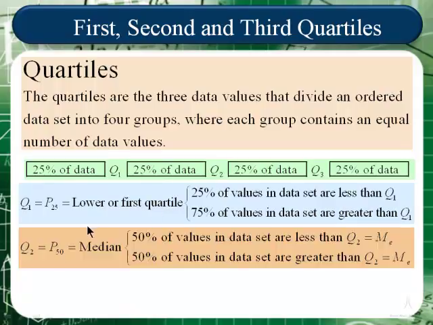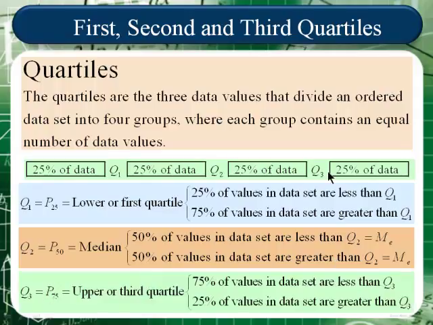While for Q2 or percentile 50, it is really the median. This means that 50%, you can see 25 plus 25, 50% of the values in the data sets are less than Q2 or the median, while 50% of the values in the data sets are greater than Q2, the median.